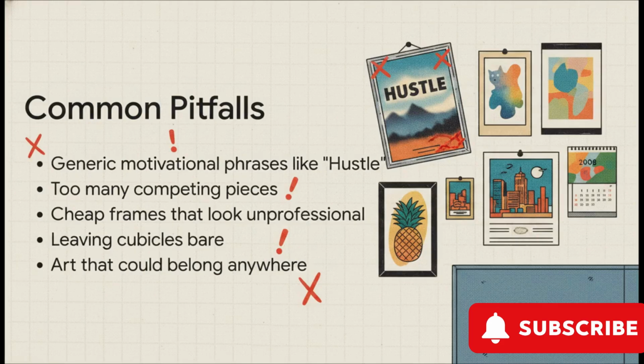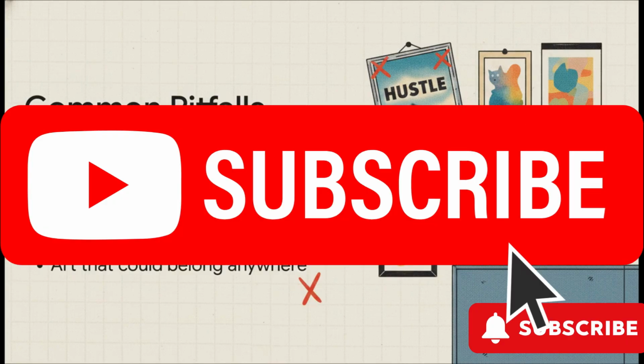Let's do a really quick rapid-fire rundown of the most common pitfalls to avoid. First, no generic phrases like hustle. Paradoxically, hanging generic motivation makes an office look like it naturally lacks drive. Second, don't hang too many competing pieces without a clear hierarchy. Third, avoid cheap frames. They just make your art look like a printed internet meme. Fourth, don't ignore your cubicles. And lastly, the biggest mistake of all, do not buy art that could belong absolutely anywhere.